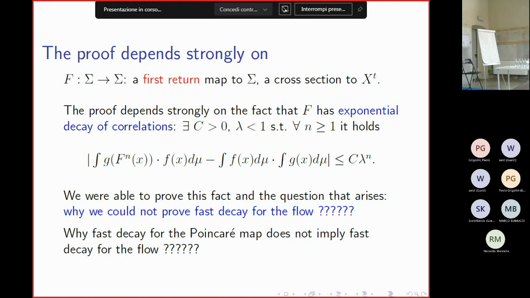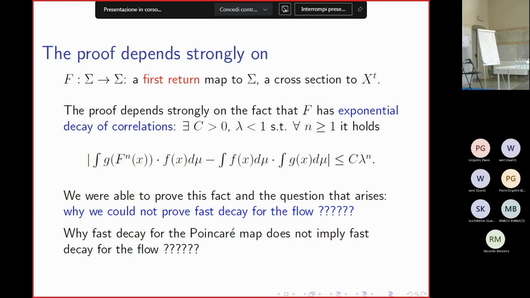And the question that arises is why we can prove this kind of exponential decay of correlation for the first return map in dimension 2, or the discretized Lorentz flow, and why we cannot prove the same result for the flow. That's the motivation for this talk that I'm giving now.